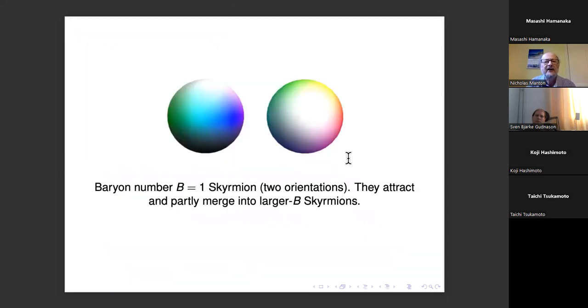Just before I get on to kinks, I'll show some nice pictures I've got of skyrmions. These are solitons in 3 dimensions. Here's the B equals 1. B is the baryon number. That's the topological character of the skyrmion. It has an integer characteristic, the topological charge, which is interpreted as baryon number. It can be negative, but here's the positive value. So the simplest one has baryon number 1.